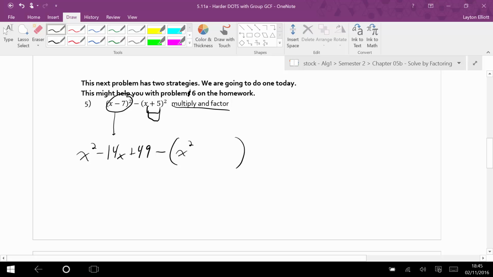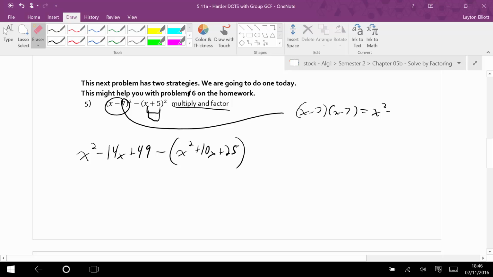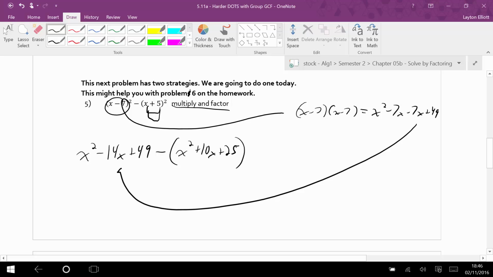This would be 5x and another 5x, so plus 10x, and then last is plus 25. Now, I want to take this part here where we were foiling that and move this over. If you need to multiply it and write it twice by itself and then actually do x squared minus 7x minus 7x plus 49 to get to here, please do that. And if you need to do x plus 5 times x plus 5 equals x squared plus 5x plus 25 to get to here, do that.